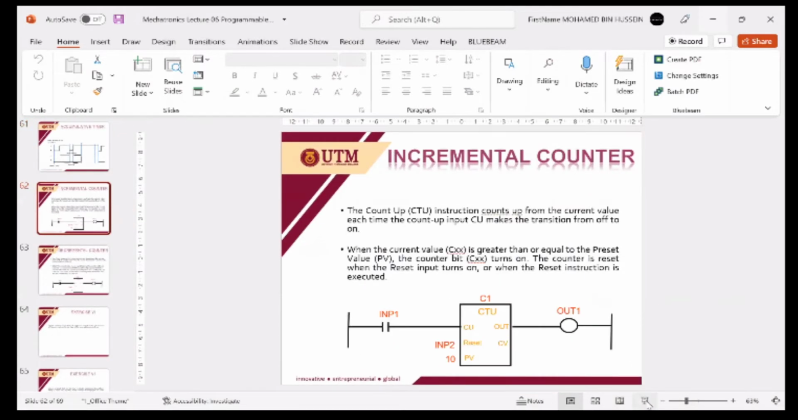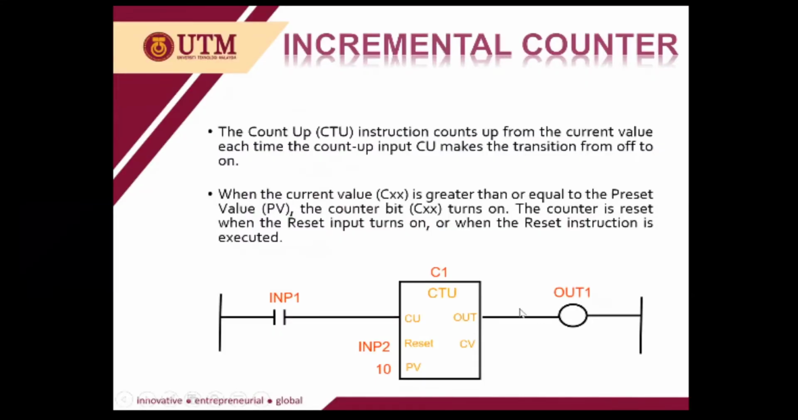Another function is the counter. There are two types of counter. One is incremental counter. The other one is a decremental counter. For the counter, you have the preset value as well. The preset value, you set how many counts, then only you trigger the output.